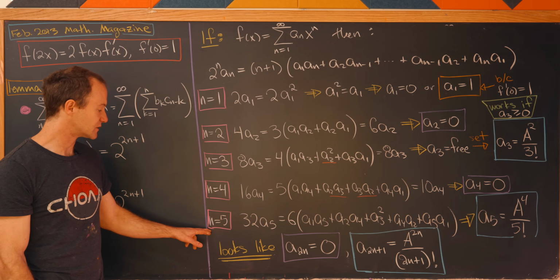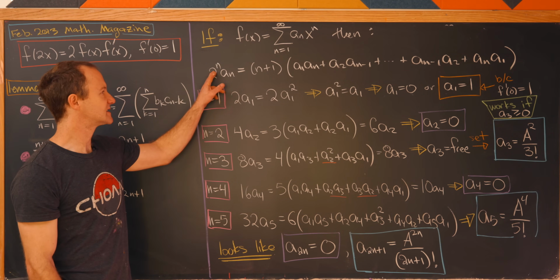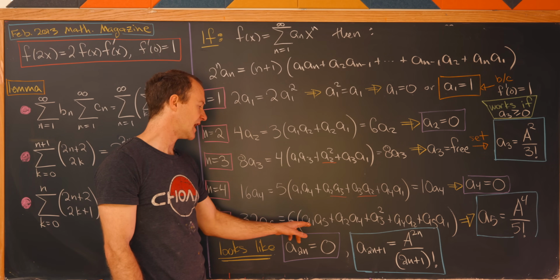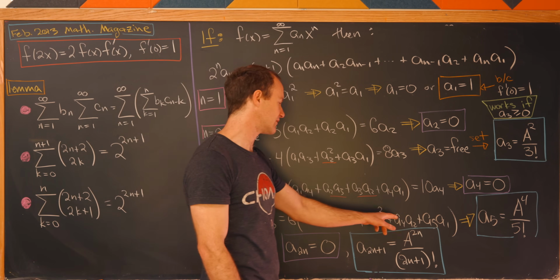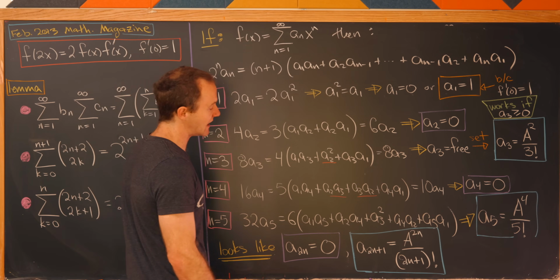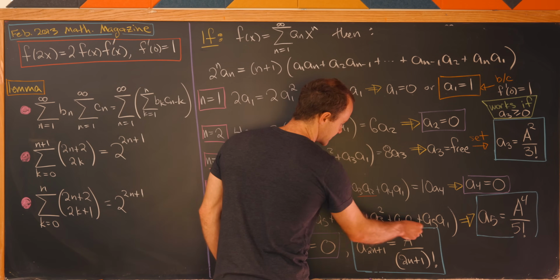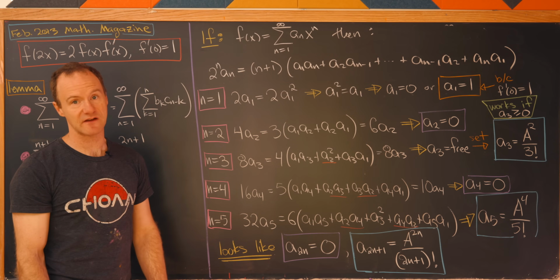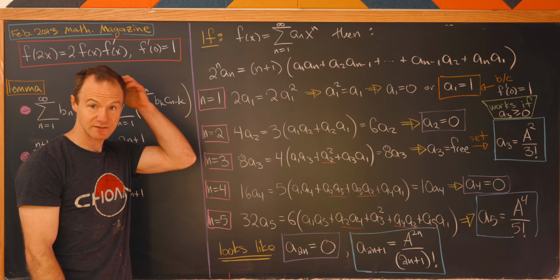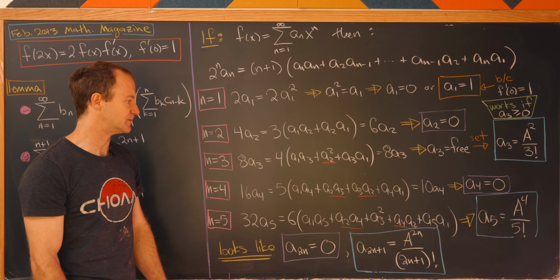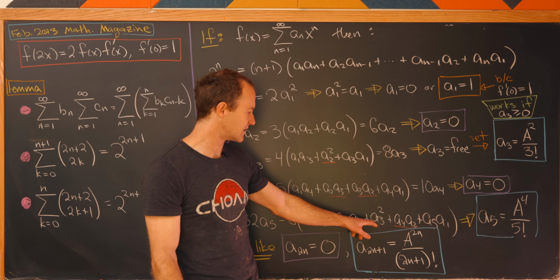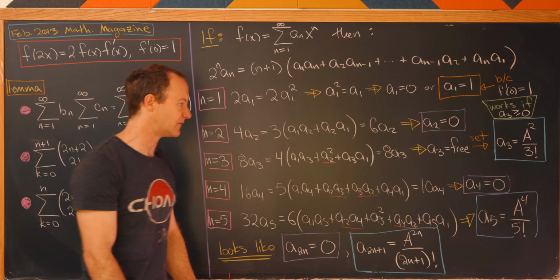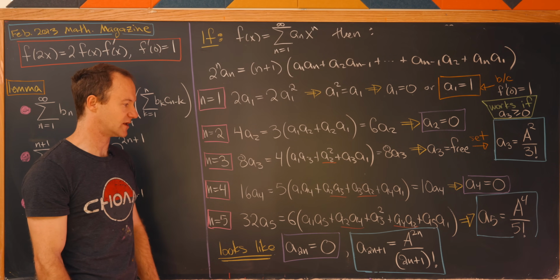Now let's look at the n equals 5 case. So in this case, the recursion simplifies to 32A5 equals 6 times (A1A4 + A2A3 + A3A2 + A4A1)... Now these are 0, and then we can build an equation for A5. So I left out some details here, but it's fairly simple. You just build an equation for A5 using the fact that you know what A3 is. And you'll get that A5 is A to the 4th over 5 factorial when all is said and done.